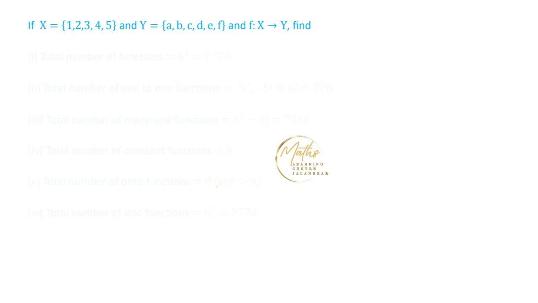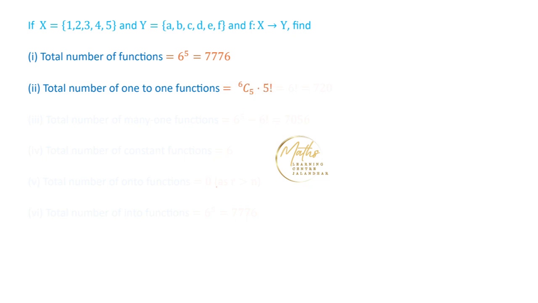Now the next question. Set X is given with elements 1, 2, 3, 4, 5, and Y has 6 elements. We have to calculate the total number of functions. The formula we know gives the total number of functions as 6 raised to the power 5, so the answer is 7776. Next, we calculate the total number of 1-1 functions. It is given by the formula 6C5 into 5 factorial. On solving this, we get 6 factorial, which is equal to 720.